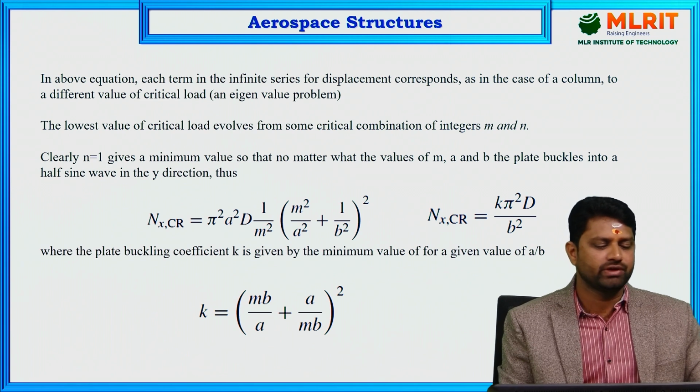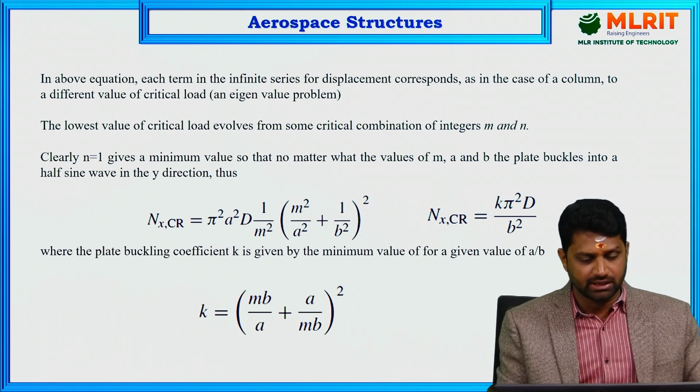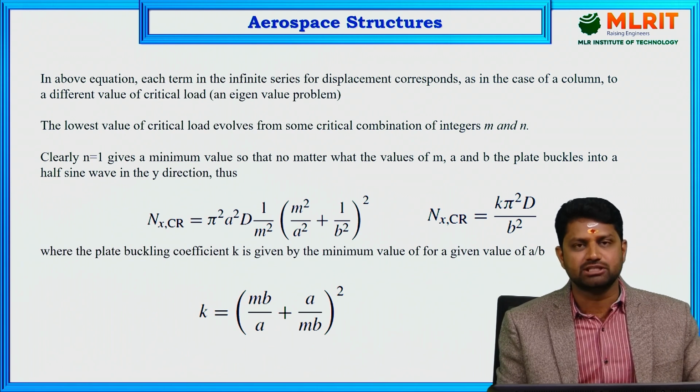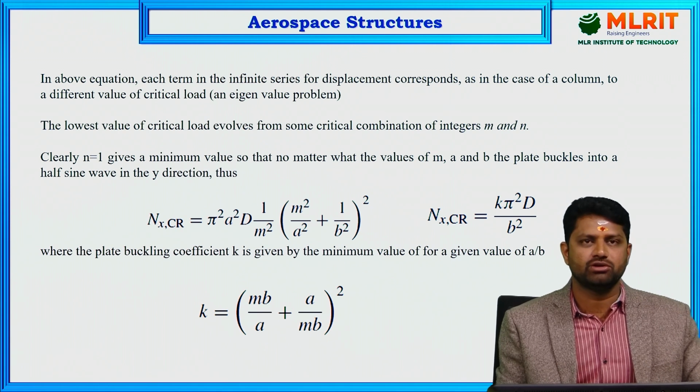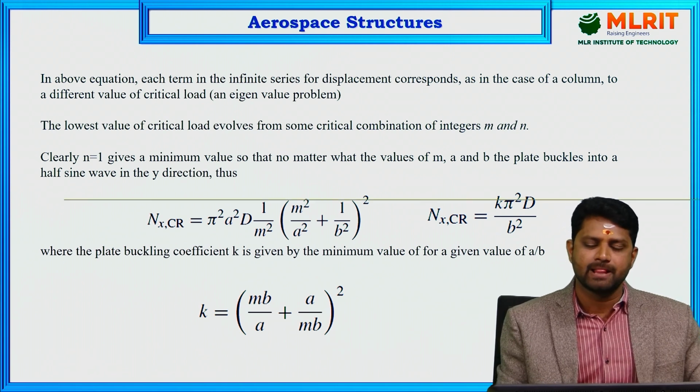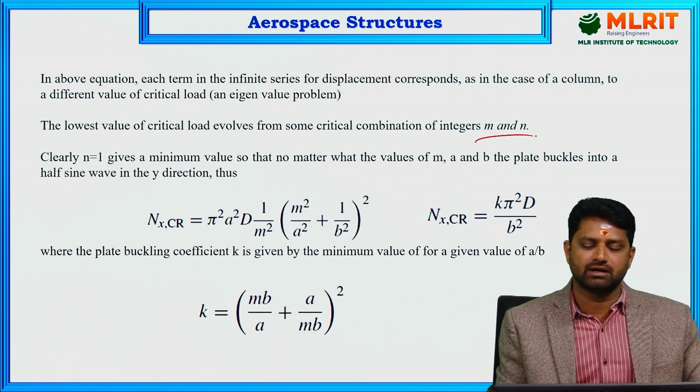In the above equation, each term in the infinite series for the displacement corresponds, as in the case of a column, to a different value of critical load, that is, an eigenvalue problem. So the lowest value of the critical load evolves from some critical combination of integers m and n. As you can see, m and n are any integers.